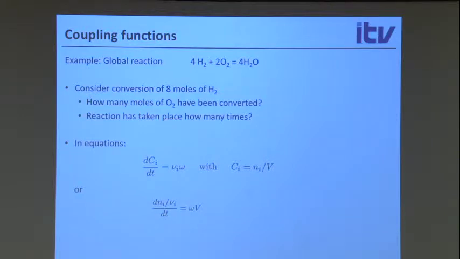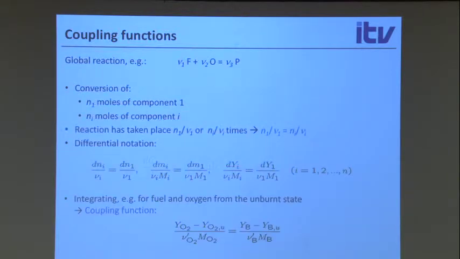I can write this equation for oxygen, hydrogen, and also for water. And it always gives me the same on the right-hand side. So for the reaction, and that's the important point, Ni divided by nu i, or dNi by nu i, is independent of the species. It's the same for all species. That's basically what we call the coupling function. So that change of Ni by nu i is the same for all species.